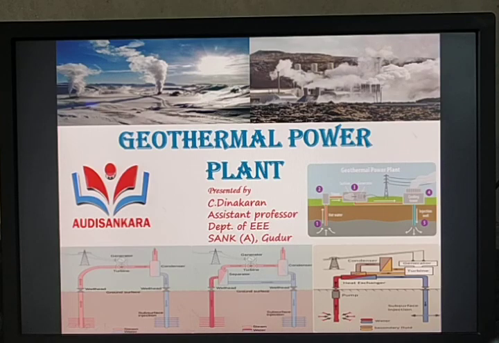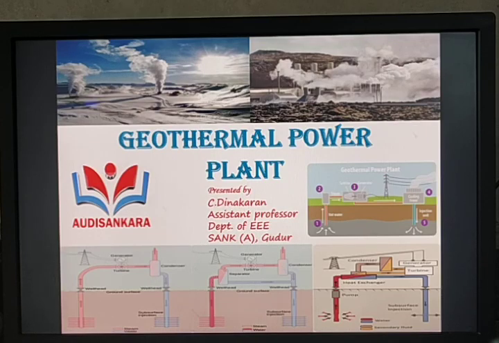The word geothermal comes from the Greek words: geo means earth and thermal means heat, that is, the heat of the earth. We collect the earth's internal thermal energy. A geothermal system uses both the kinetic energy and heat energy of the steam produced by flashing the geothermal brine.